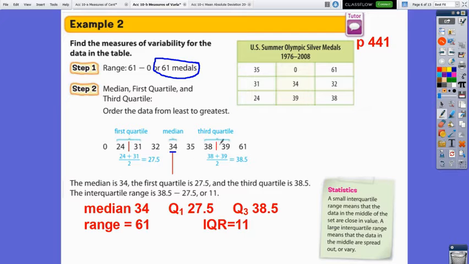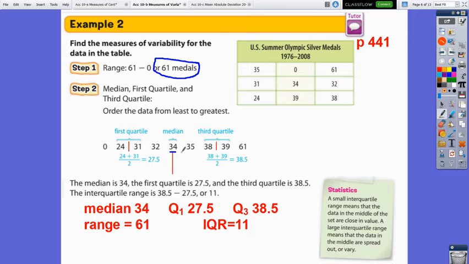And then the same thing for the upper 4 numbers. That's the split between 38 and 39. So you should be able to do that one in your head. 38.5 is your Q3 number. So that's your first quartile and third quartile numbers, 27.5 and 38.5. The interquartile range then is subtracting those two numbers, and that answer is 11.